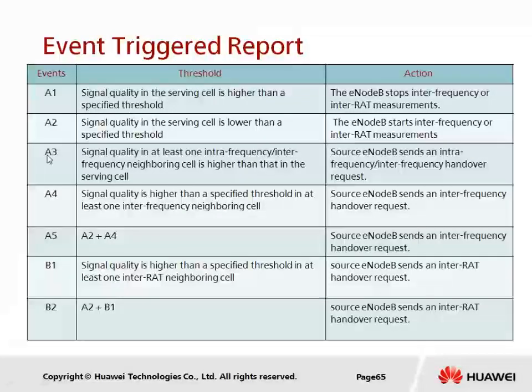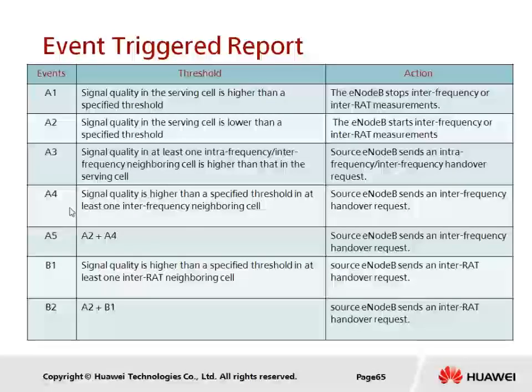Event A3 indicates that there is at least one intra-frequency or inter-frequency neighbor cell with an RSRP or RSRQ greater than that in the serving cell. So the neighbor signal is greater than the serving signal. That is the conclusion or the summary of event A3. And event A3 is a mandatory event to be used for coverage-based intra-frequency handover. Event A3 could be used for coverage-based inter-frequency handover as well.